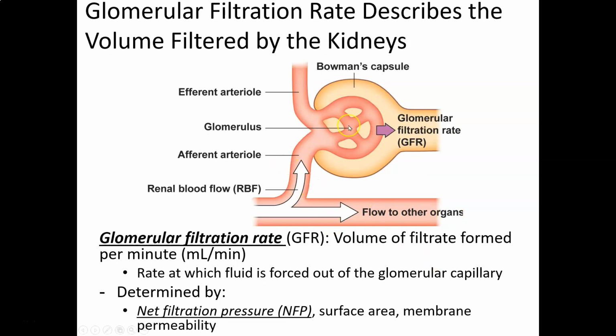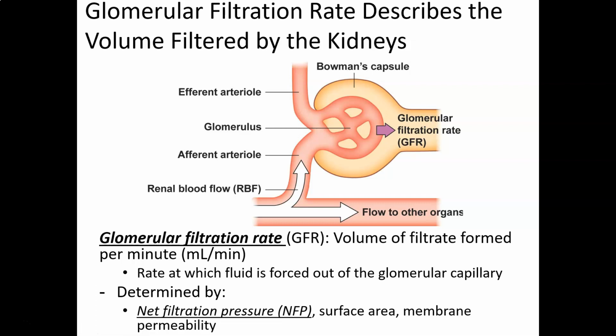Now, the glomerular filtration rate, or GFR, is the rate at which you form ultrafiltrate. Its units are mLs per minute, and it's really the rate at which fluid is forced out of the capillary into Bowman space, and it stays in Bowman space. It's determined by a number of different factors. The largest factor is the net filtration pressure, but also the surface area and membrane permeability matter. So the bigger the surface area, the greater filtration you'd have.